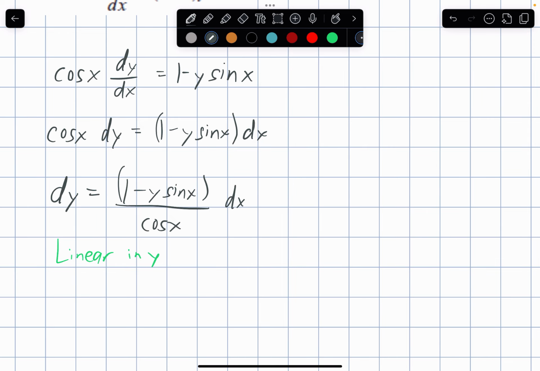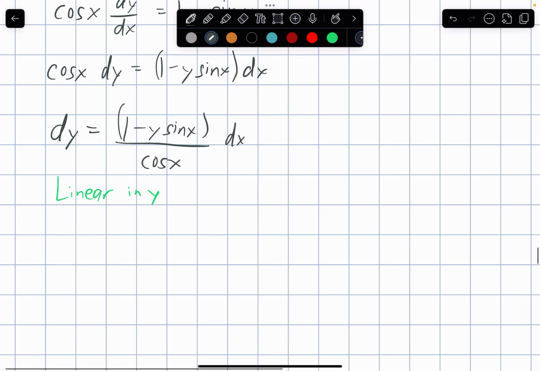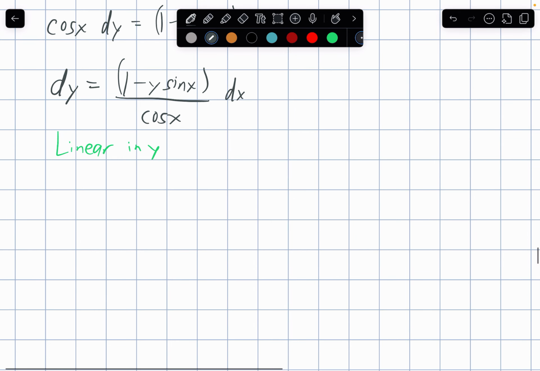Okay, back to where we were. This is linear in y. So let's now convert it into the form dy over dx plus p of x times y equal to q of x.